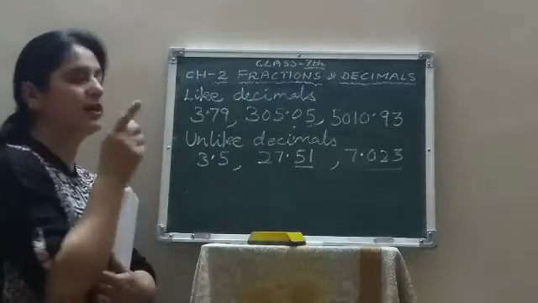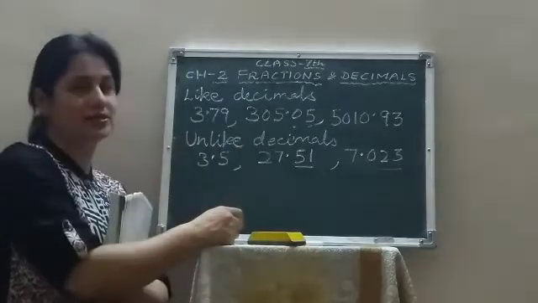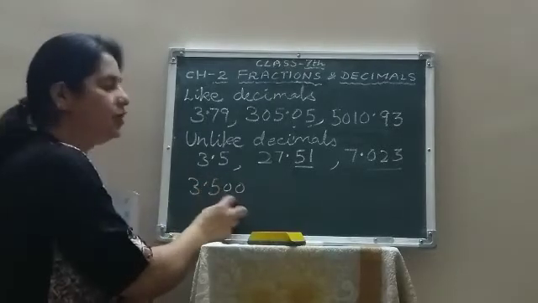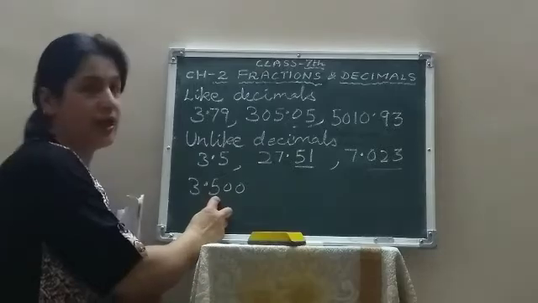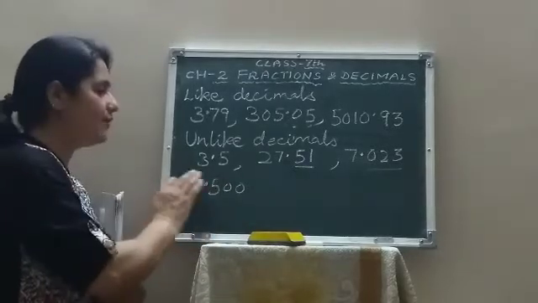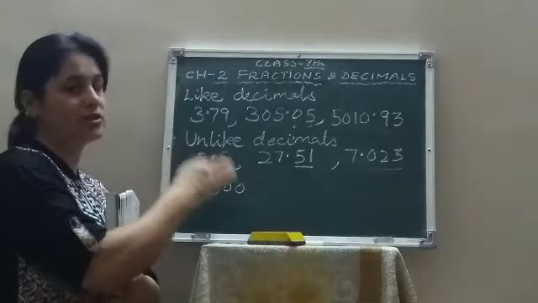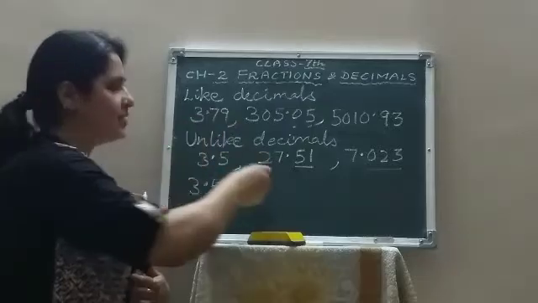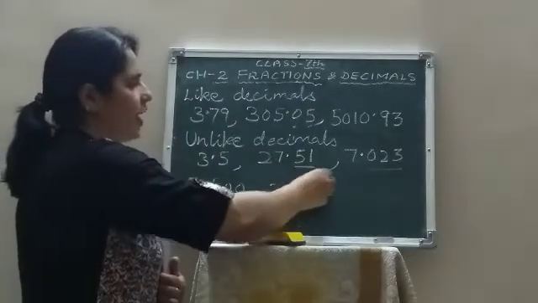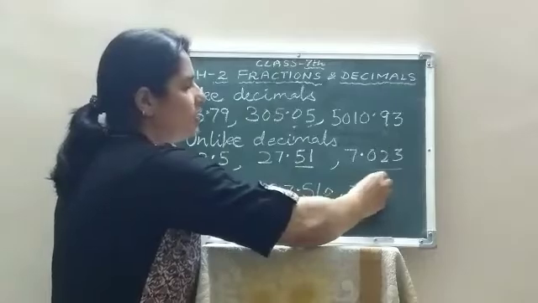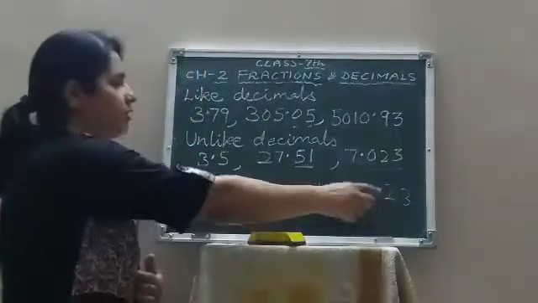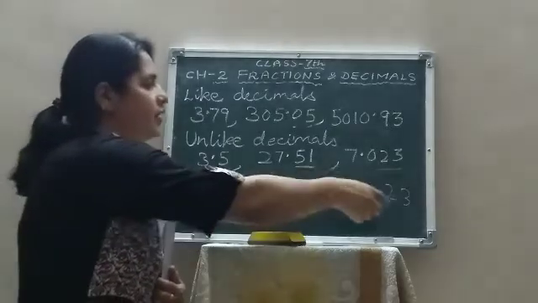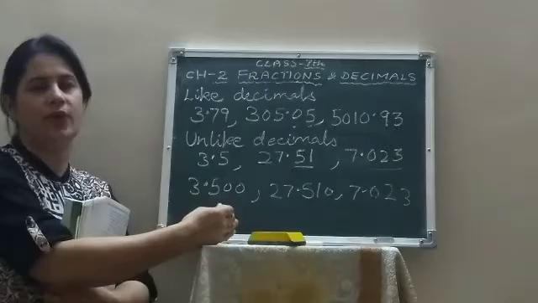But children, you can convert unlike decimals to like decimals. You know how? 3.500. I have added 2 zeros after this digit. It will not affect its value. 3.5 is the same as 3.500. So these all will be converted into like decimals now: 3.500, 27.510 and 7.023. So now these are all like decimals because they have the same number of digits after the decimal point.